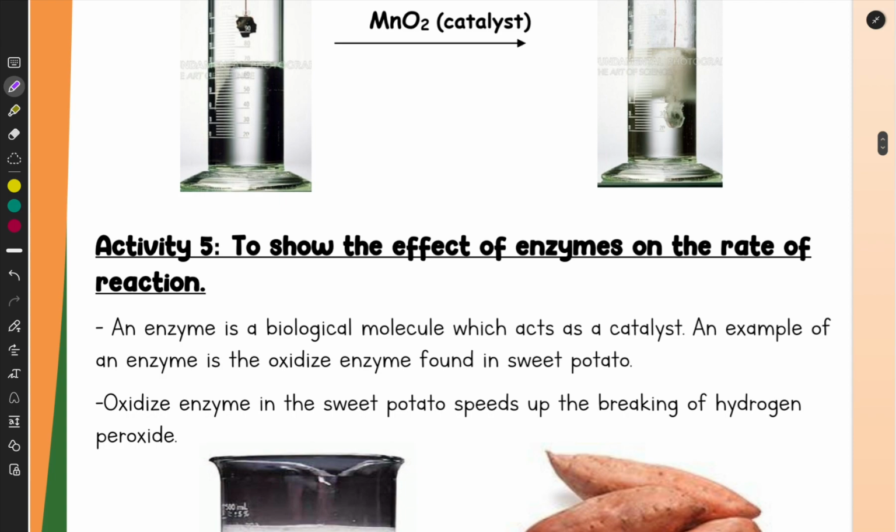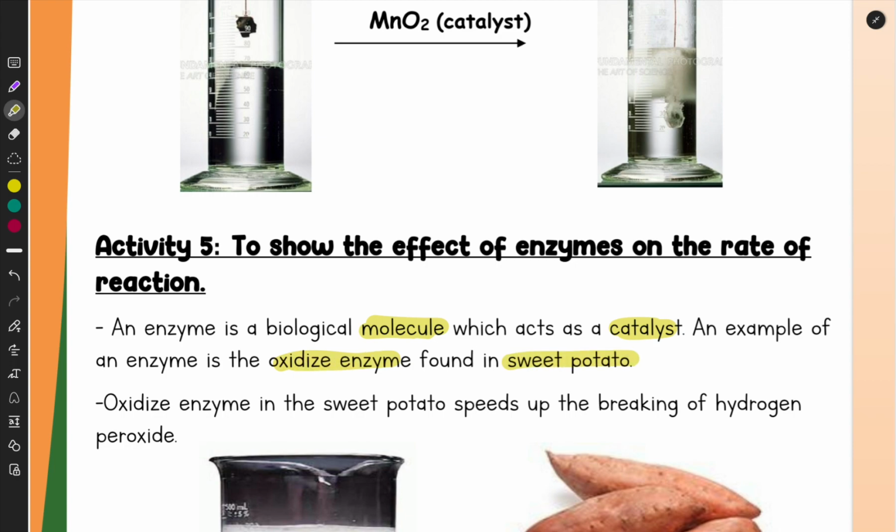Activity number 5, to show the effect of enzymes on the rate of reaction. The enzymes are biological molecules which act as a catalyst. An example of an enzyme is the oxidase enzyme found in sweet potato.